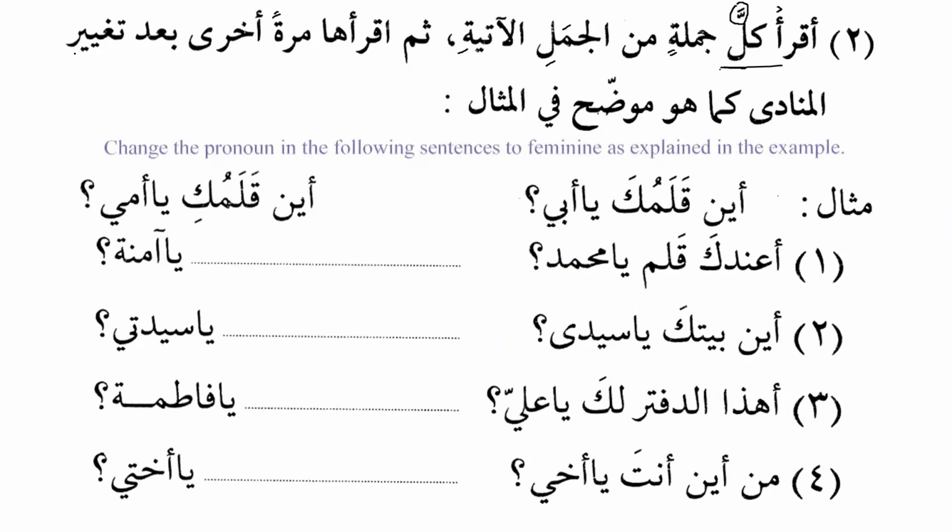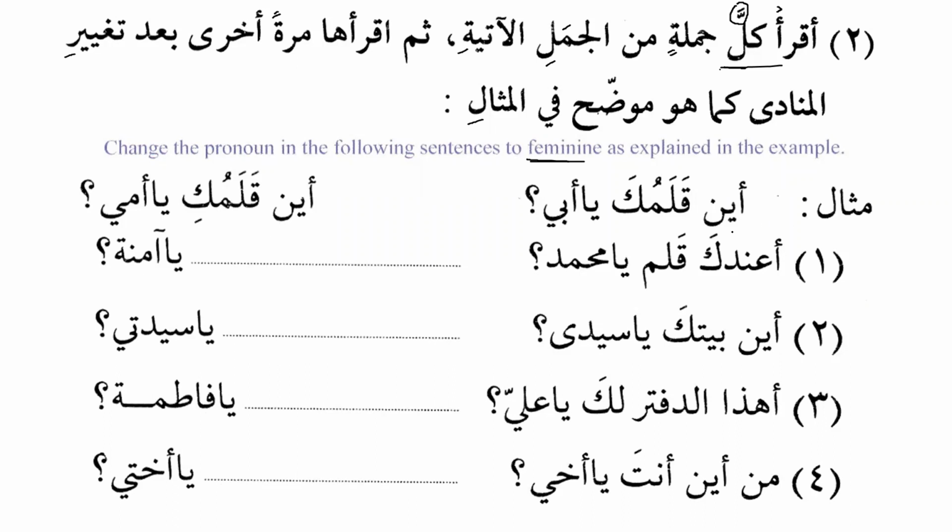بعد التغيير, after changing al-munada, the one who is being called, كما هو موضح في المثال, as it is explained in the example. So basically what we have to do over here now, we have to change the pronoun in the following sentences to feminine as explained in the example. So this translation is different from what I translated, because what I translated is the real word by word translation. And this is the literal meaning where it clears what we have to do. Basically, we have to change from masculine to the feminine.